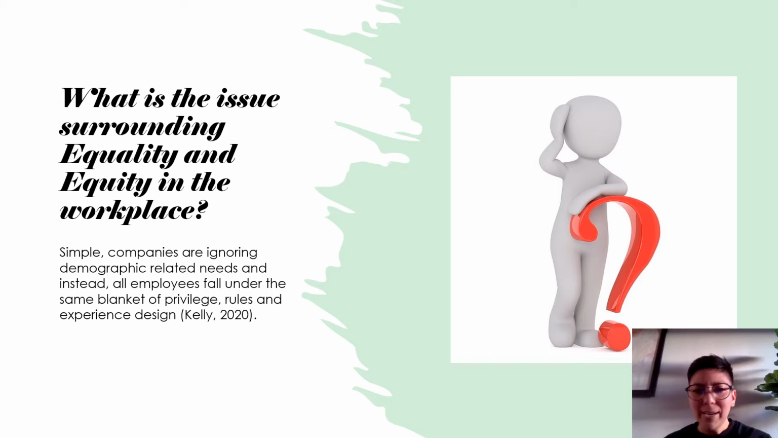So, what is the issue surrounding equality and equity in the workplace right now? It's honestly really simple. Companies are ignoring demographic related needs, and instead, all employees fall under the same blanket of privilege, rules, and experience design. So, what does this mean? Employers are not digging into their diverse employees and finding out what they need in order to thrive. They are just giving everyone an equal baseline.